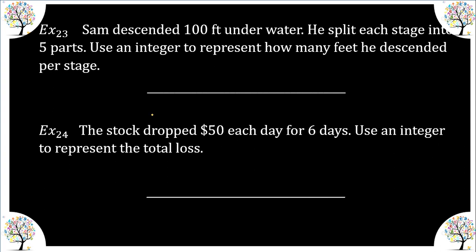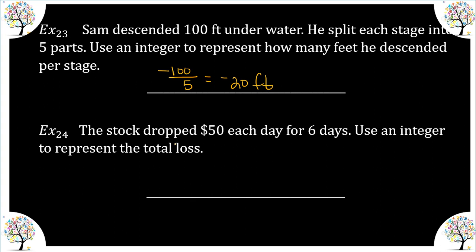So Sam descended 100 feet under the water. So descend means negative. He split each stage into 5 parts. So using an integer to represent how many feet he descended per stage. He begins at 100 feet underwater, so I'm going to use a negative. And then it was divided into 5 stages. So each stage he was going down 20 feet.